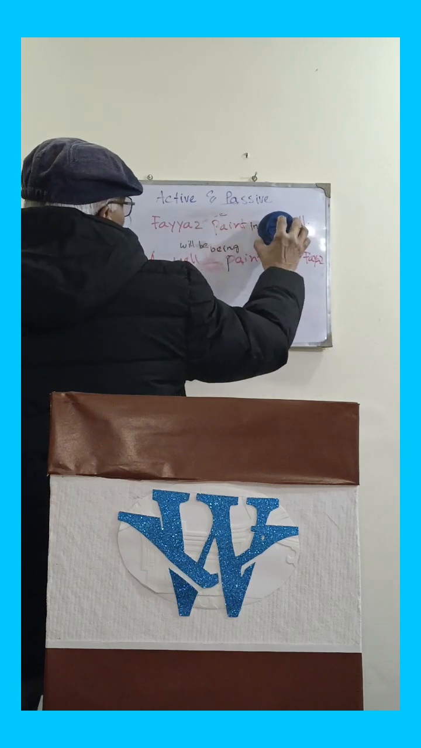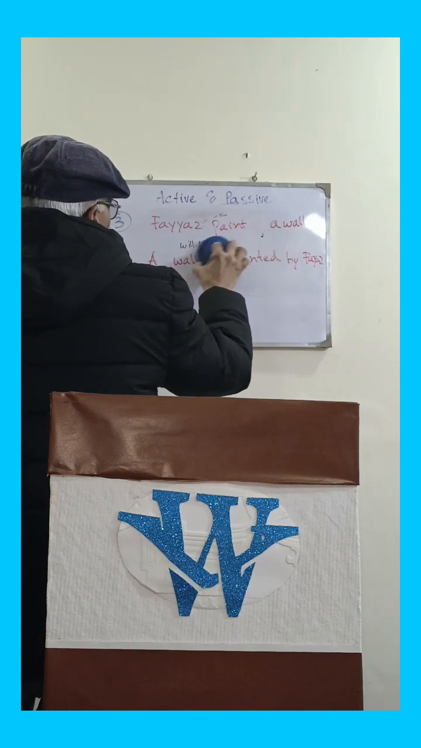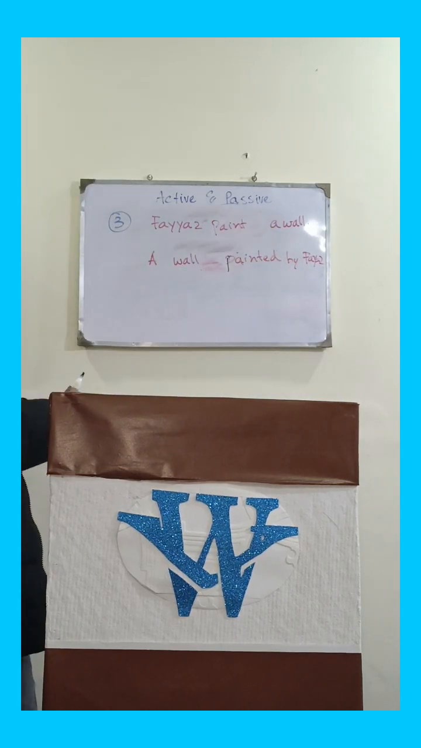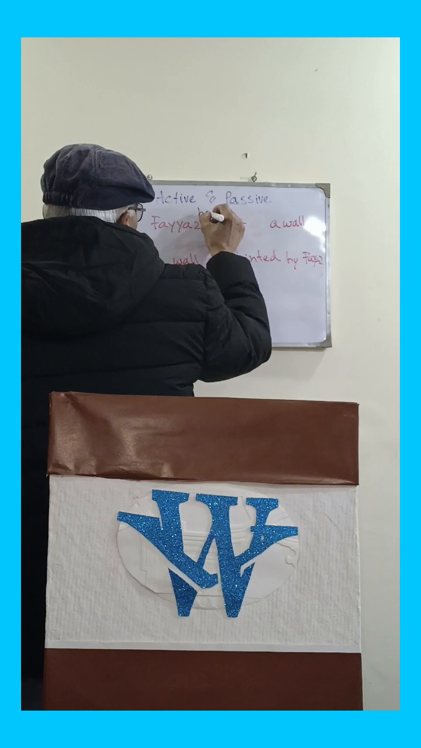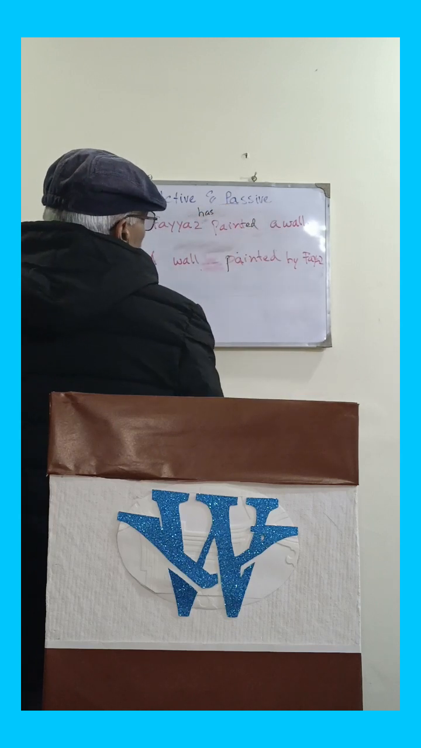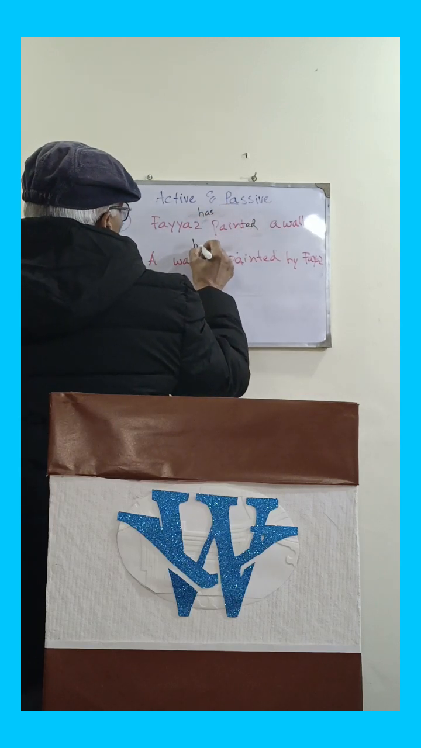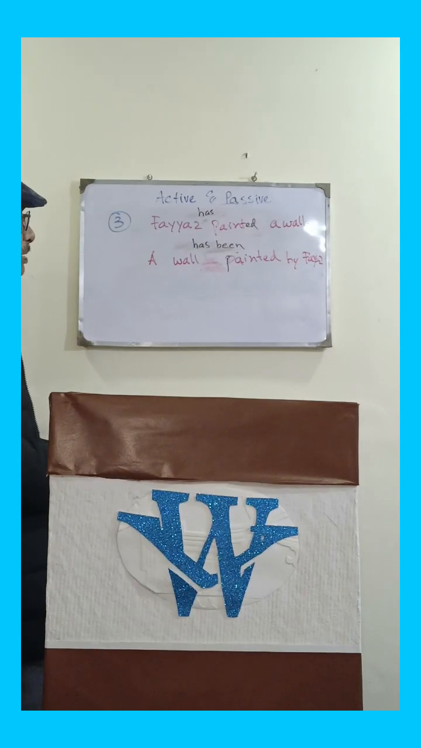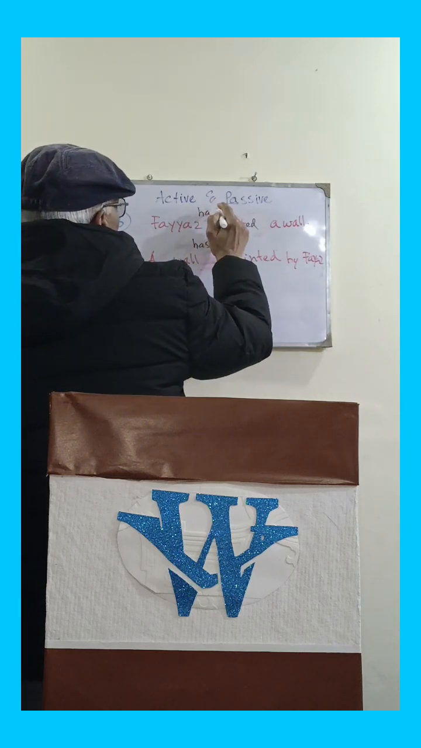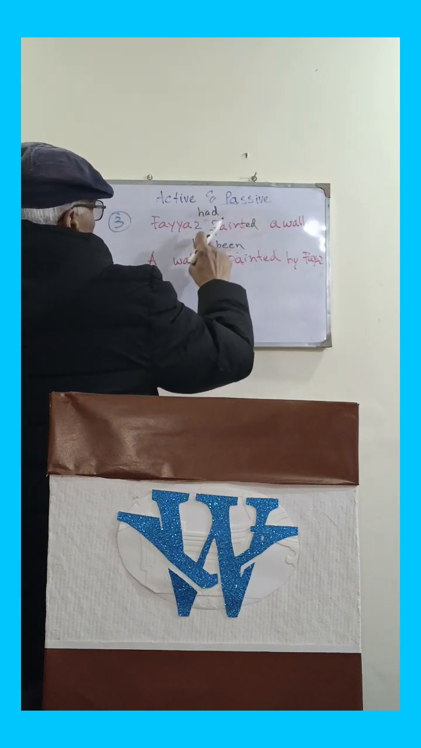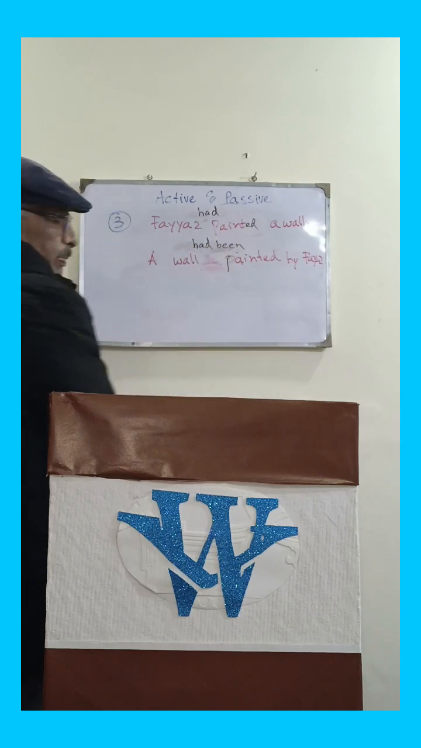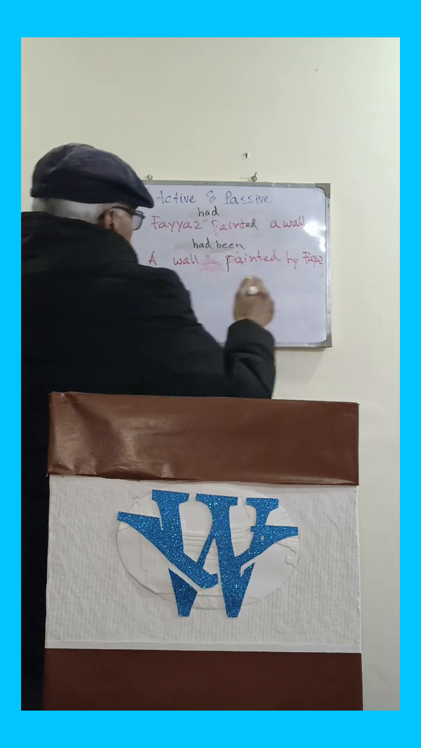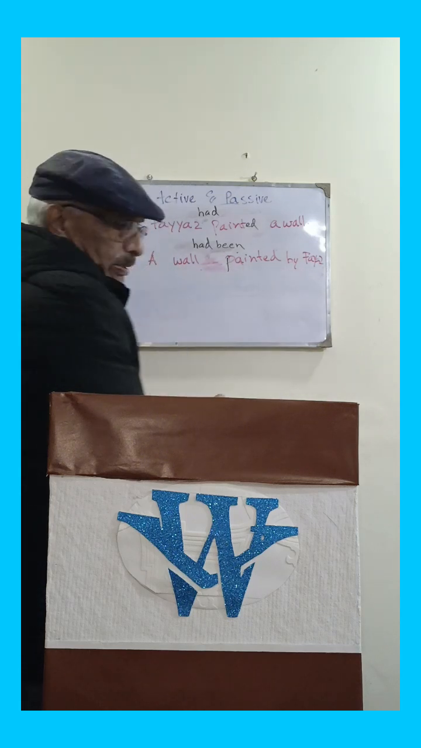For example, now we move on to the perfect tense. Fayaz has painted a wall. A wall has been painted by Fayaz. Or if it is had painted, so it will be had been painted. Okay, a wall had been painted by Fayaz.